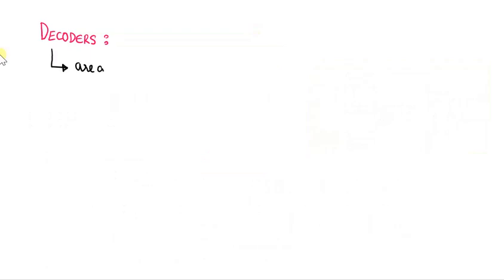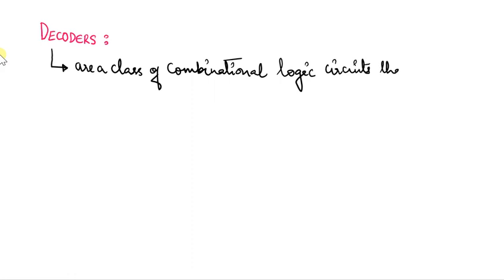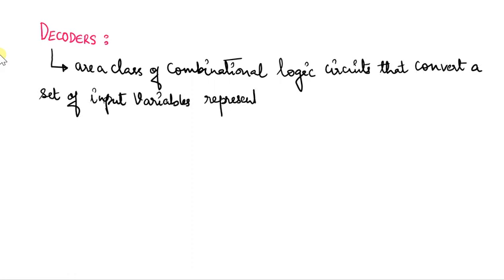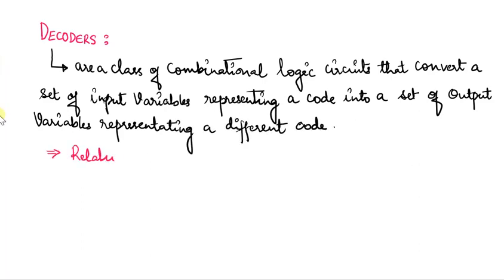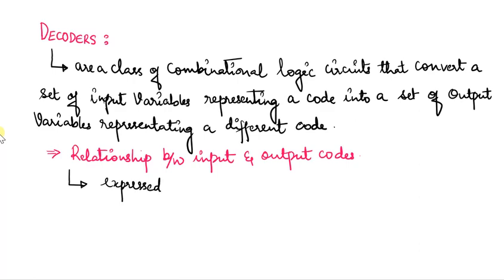Now coming to the exact definition of a decoder. Decoders are a class of combinational logic circuits that convert a set of input variables representing a code into a set of output variables representing a different code. In order to show the relationship between the output and the input codes, we can express it in the form of a truth table.